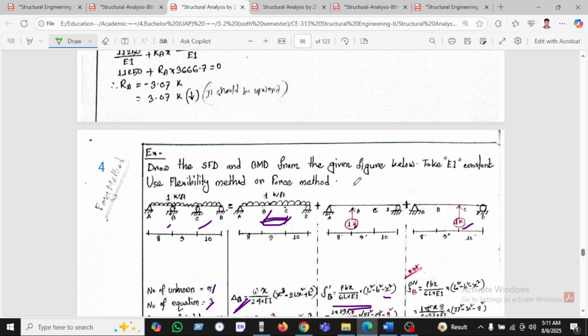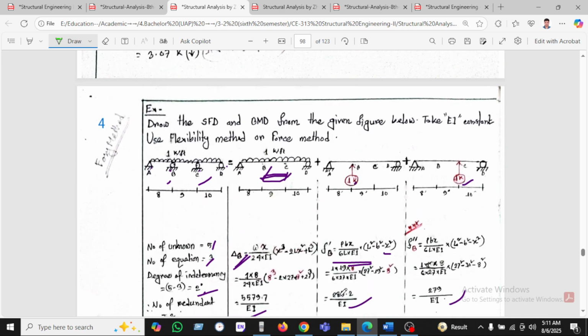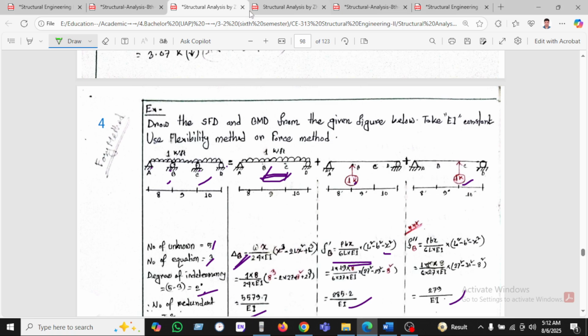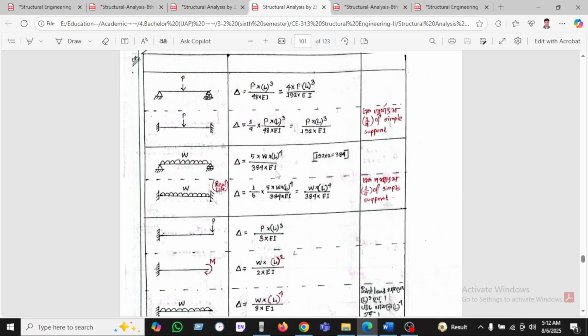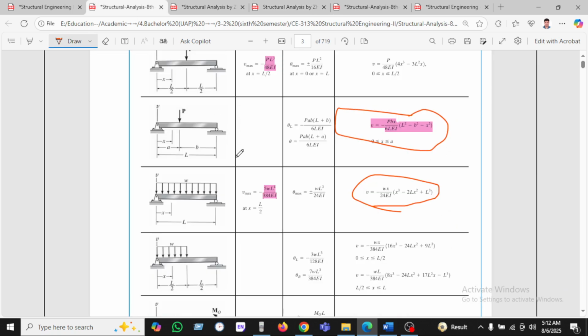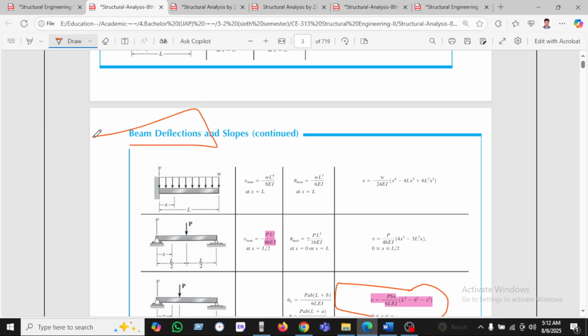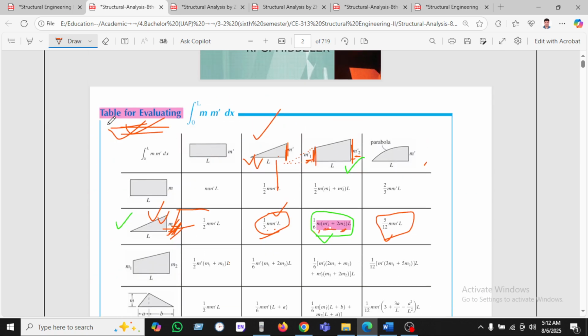Okay, thank you everyone. This lecture is very lengthy, because this flexibility method is very important for indeterminate structures. So to summarize, in the flexibility method we can use two types of formula. One is the deflection method formula, or the deflection formula, and the other is the table evaluation.